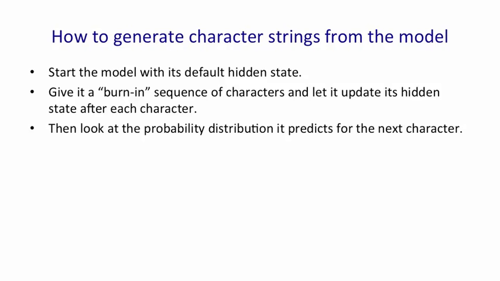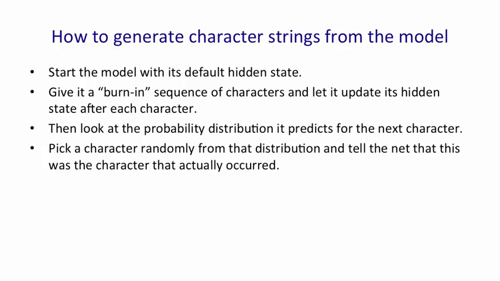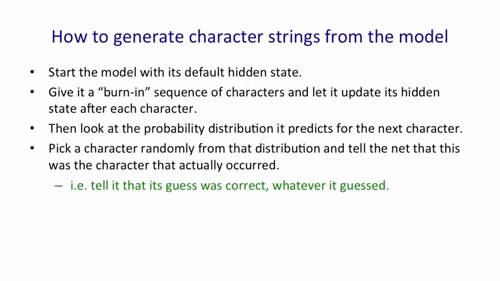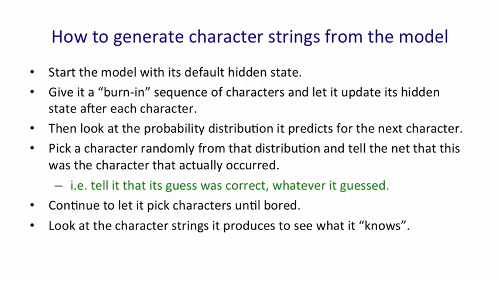And then we let it start predicting. We look at the probability distribution it predicts for the next character. We pick a character randomly from that distribution. So if it predicts that the probability of a Q is 1 in 1,000, we pick Q 1 time in 1,000. We then tell the net that whatever character we picked was the character that actually occurred, and ask it to predict the next character. In other words, we're telling it that whatever it guesses is correct. We let it continue to pick characters until we've got as many as we want, and then we look at the strings it produces to see what it knows.